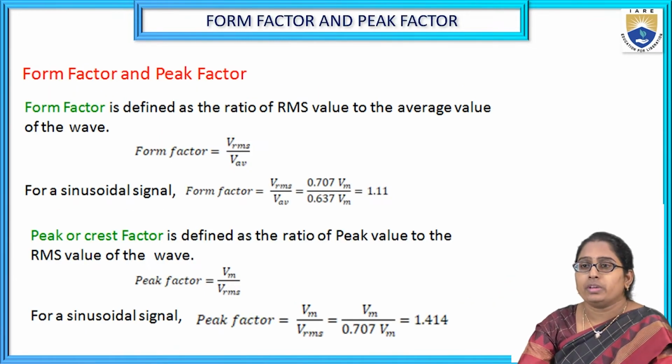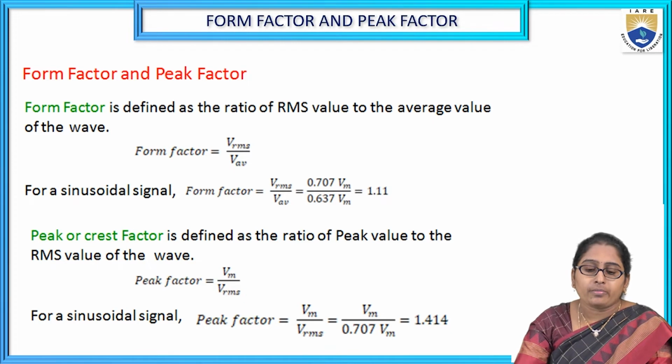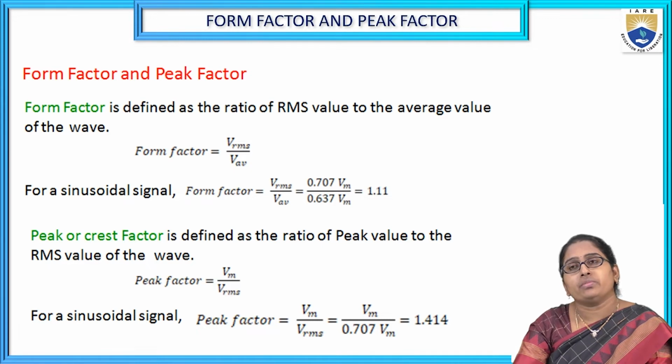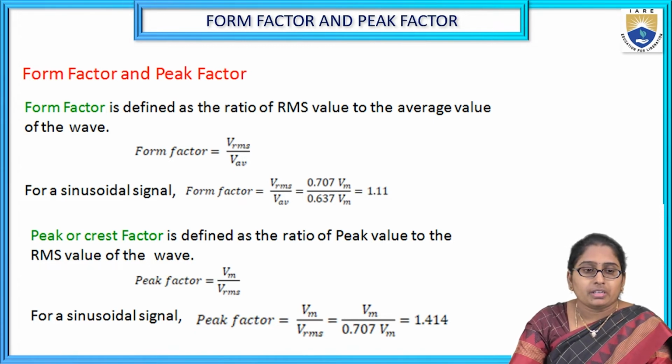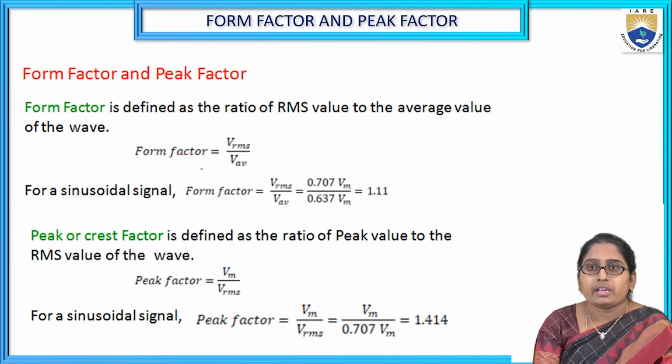Next, based on this, we have small definitions, that is form factor and peak factor. Form factor is defined as the ratio of RMS value to the average value of the wave. Whatever the wave may be, form factor is the ratio of RMS value to average value. So it is given as form factor equal to V RMS by V average.